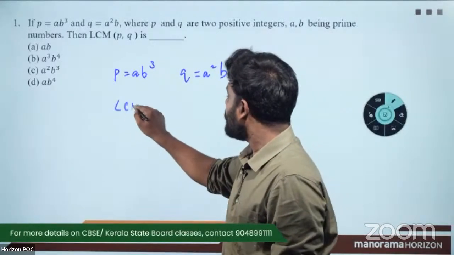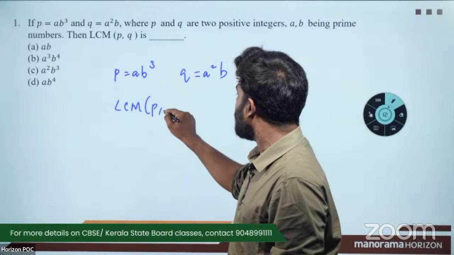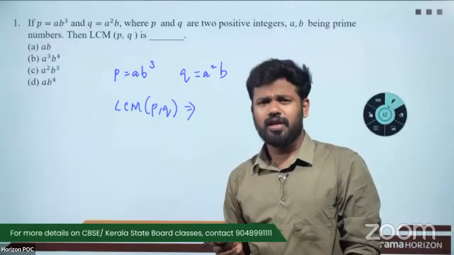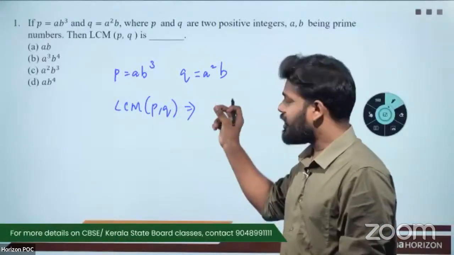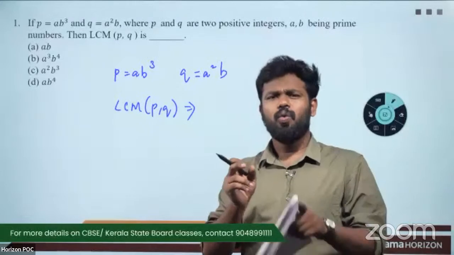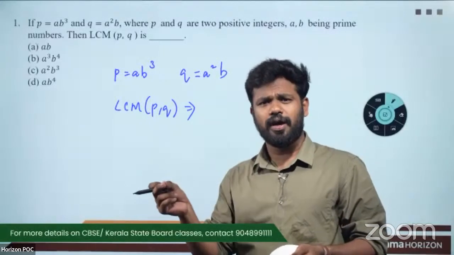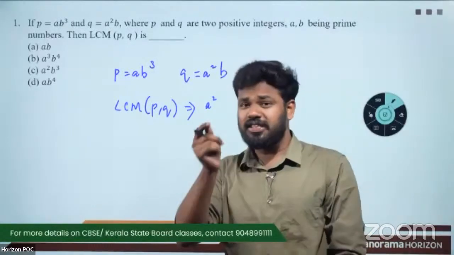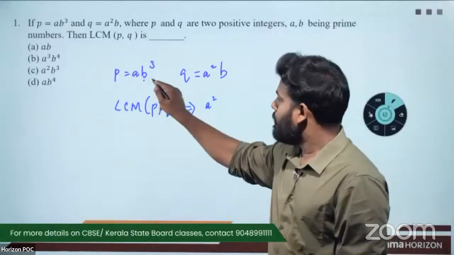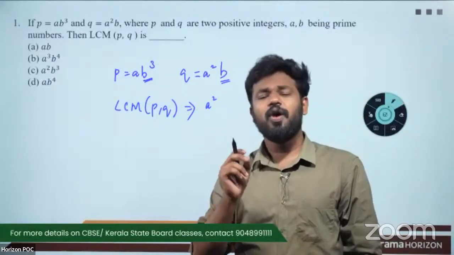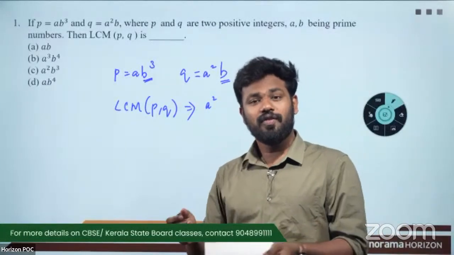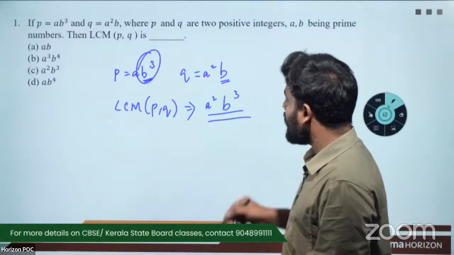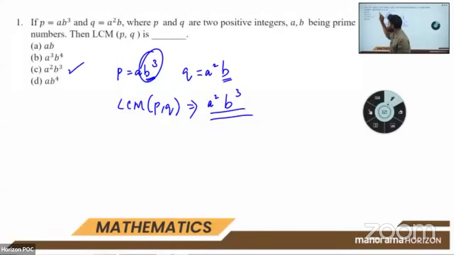Now to find the LCM or the least common multiple of PQ, what we have to do here is look at the P value. It is AB raised to 3. And look at the first term, A. Look at Q. You have A square, right? So which has the maximum power, A or A square? A square. So definitely A square should come as the least common multiple's first term. Now look at the next one, B raised to 3, and you have a B. So when you have B raised to 3 and B, what do you have to do? You have to take the highest power there, that is B raised to 3. So A square B raised to 3 will be the LCM, or that is option C.